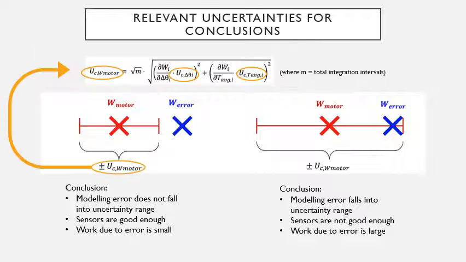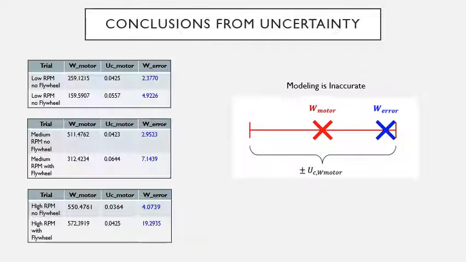In order to find the uncertainty associated with the motor work, we must also find the uncertainty associated with the angular displacement and calibrated average torques. Therefore, making these three uncertainties particularly important when making conclusions about our experiment and model.